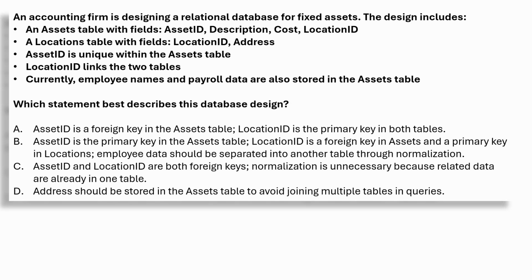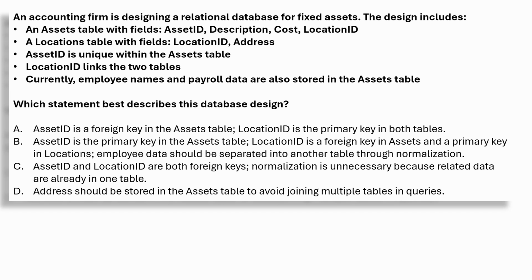All right, question. An accounting firm is designing a relational database for fixed assets. The design includes an assets table with fields Asset ID, Description, Cost, Location ID. A locations table with fields Location ID, Address. Asset ID is unique within the assets table. Location ID links the two tables. Currently, employee names and payroll data are also stored in the assets table. Which statement best describes this database design?